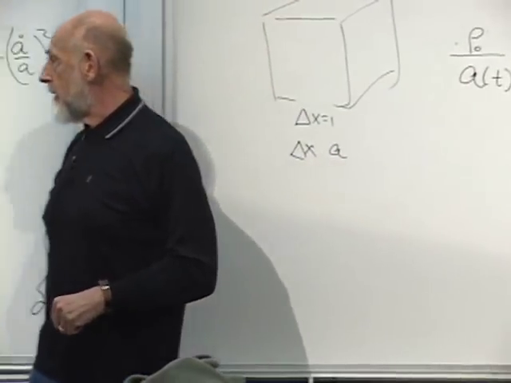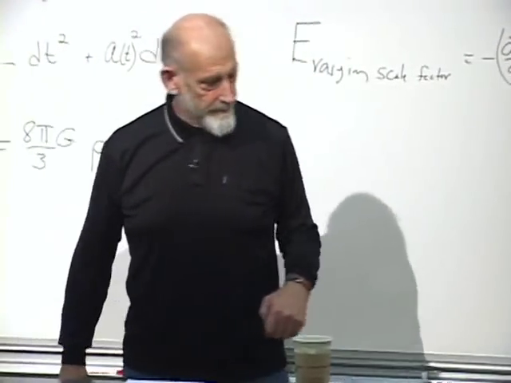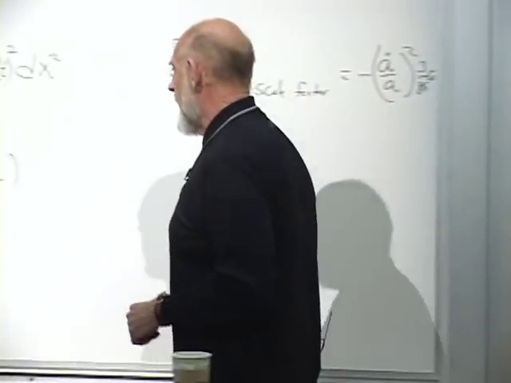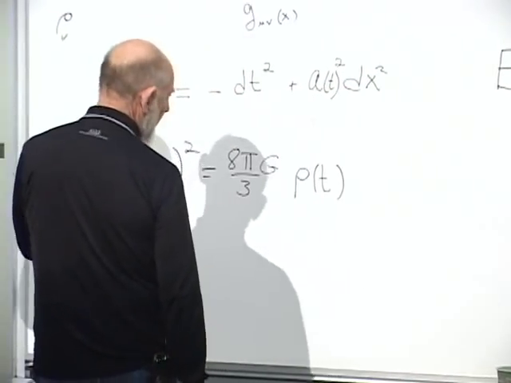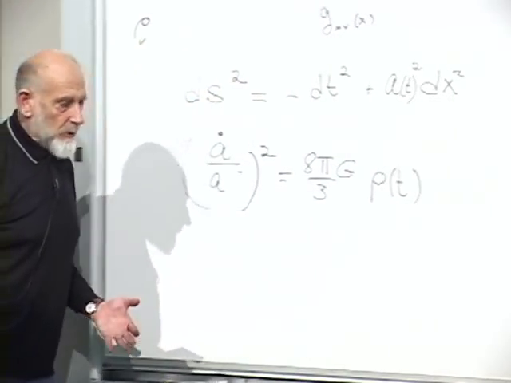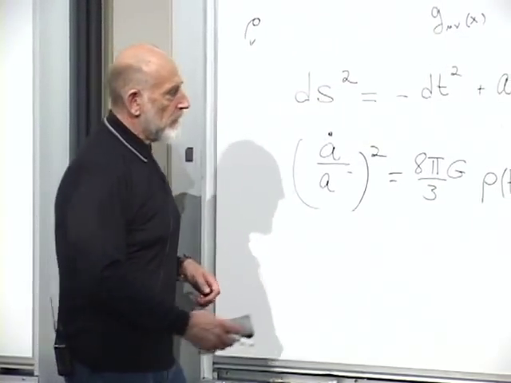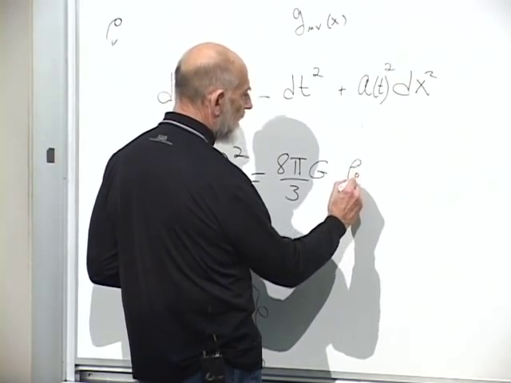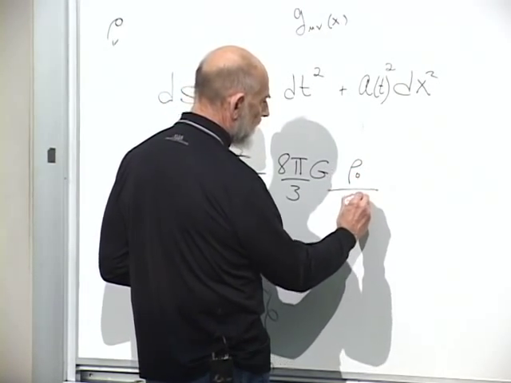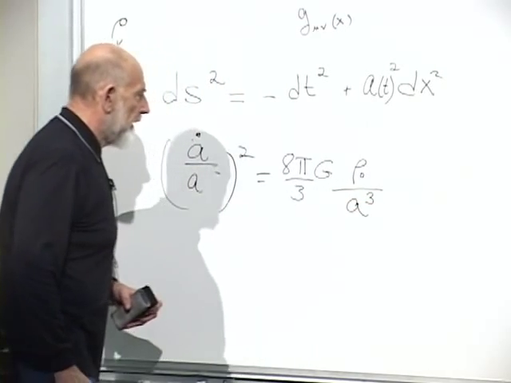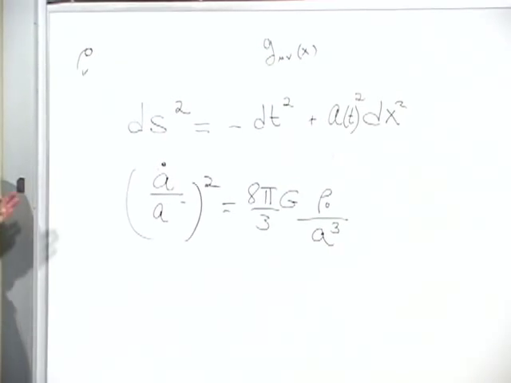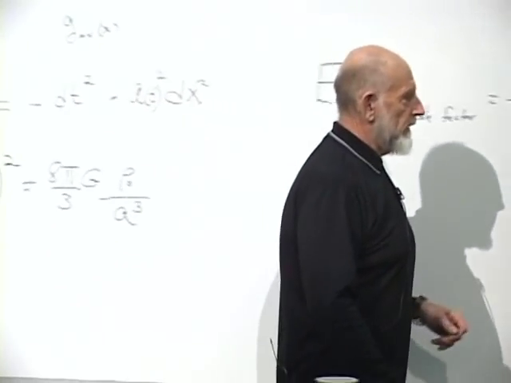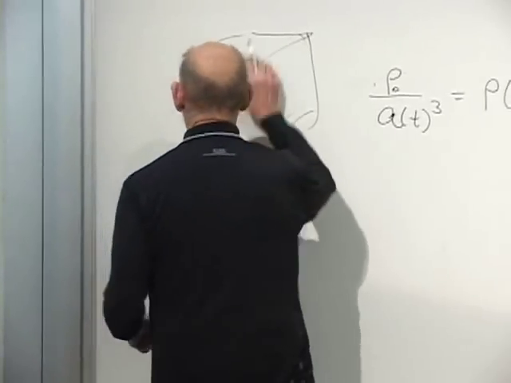So now we can come back to this formula over here. And we can say, aha, I now have an equation for a. It's Einstein's equation for an expanding universe. And what goes over here is some constant rho naught over a cubed. One can solve this equation. Maybe we should solve it. It's not a difficult equation.